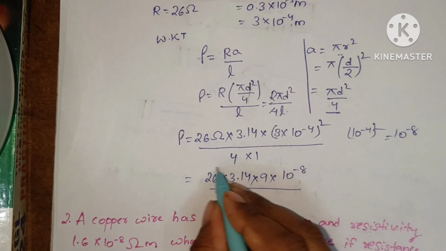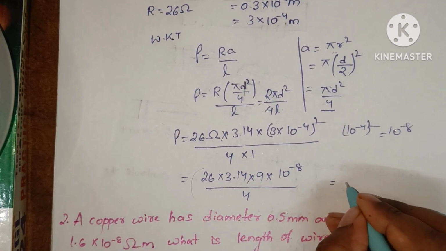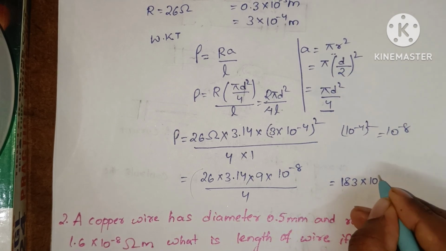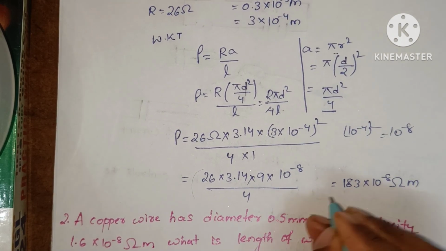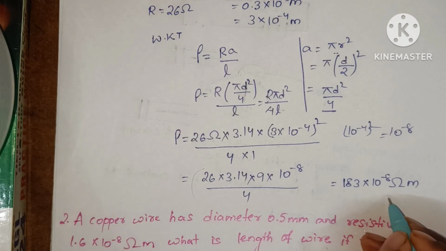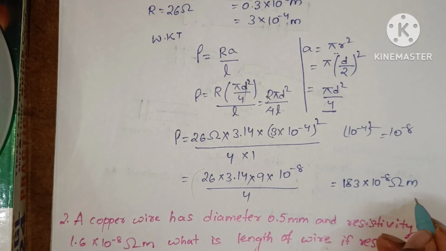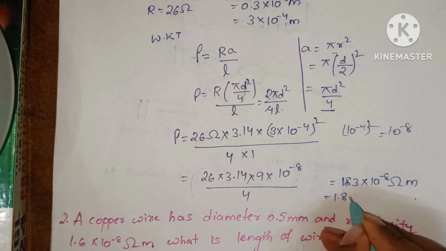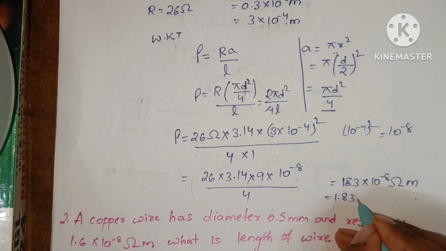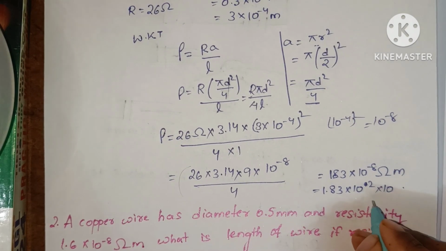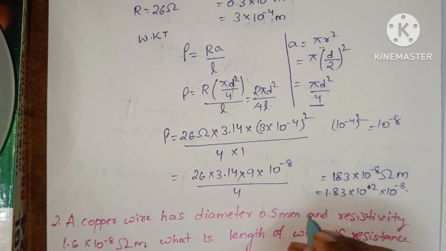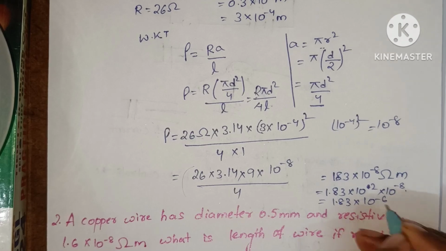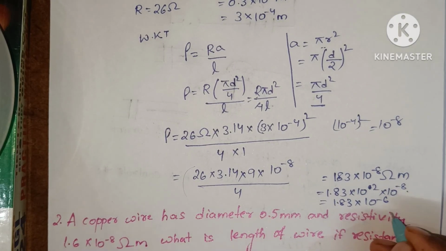Okay. By solving all this, you will get 183 into 10 power minus 8 ohm meter. So if I take 2 decimals in front, if I want to keep decimal points, then 10 power 2 into 10 power minus 8. That means 1.83 into 10 power minus 6 ohm meter.